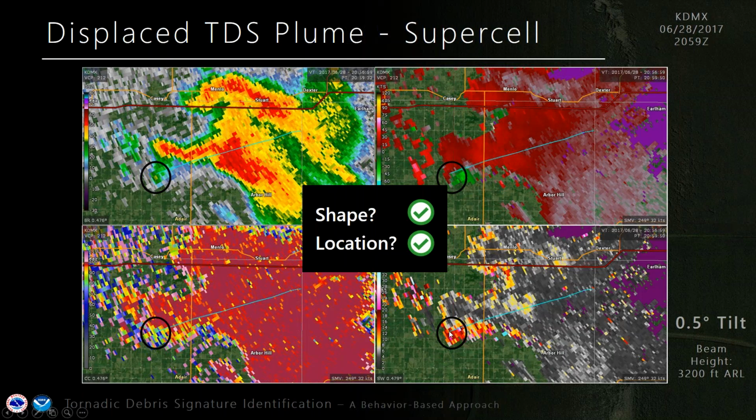And there's an area of enhanced spectrum width right there in that hook as well. So suddenly we're matching the shape and location aspects of the TDS identification technique as well. But I don't know of many meteorologists who would confidently issue a tornado warning off of this if they didn't have one out already. So let's go and see if we can match that trend part of the identification.